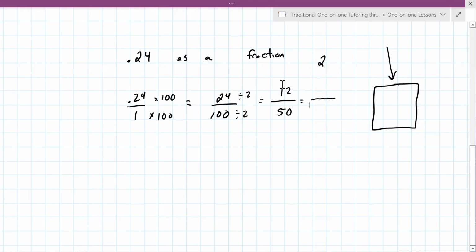Does 2 go into 12? Yeah. Okay, how many times? 6. And then 50 divided by 2? 25. And this actually is your final answer here. Okay. So you have a question about this?